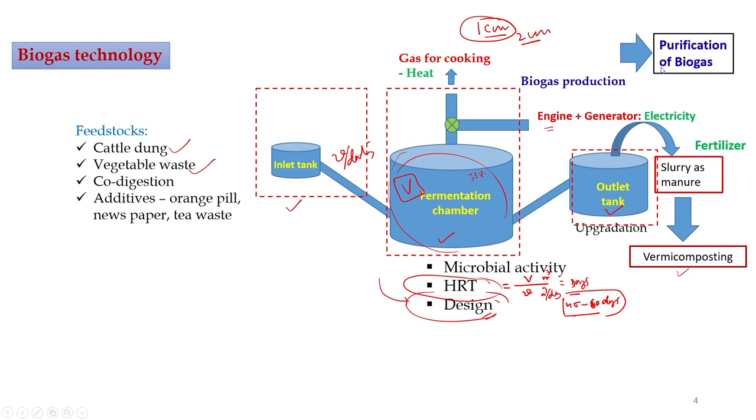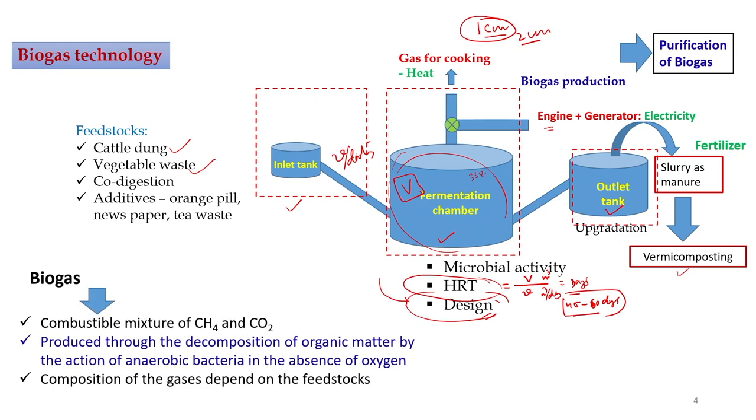So, in a nutshell, biogas constitutes methane and carbon dioxide primarily. Of course, there are some other elements like hydrogen sulfide, nitrogen, and H2O, but these are in very trace amounts. This is produced through the decomposition of organic matter by the action of anaerobic bacteria in the absence of oxygen. And the percentage of carbon dioxide and methane depends upon the kind of feedstock we use for a particular process or digester.